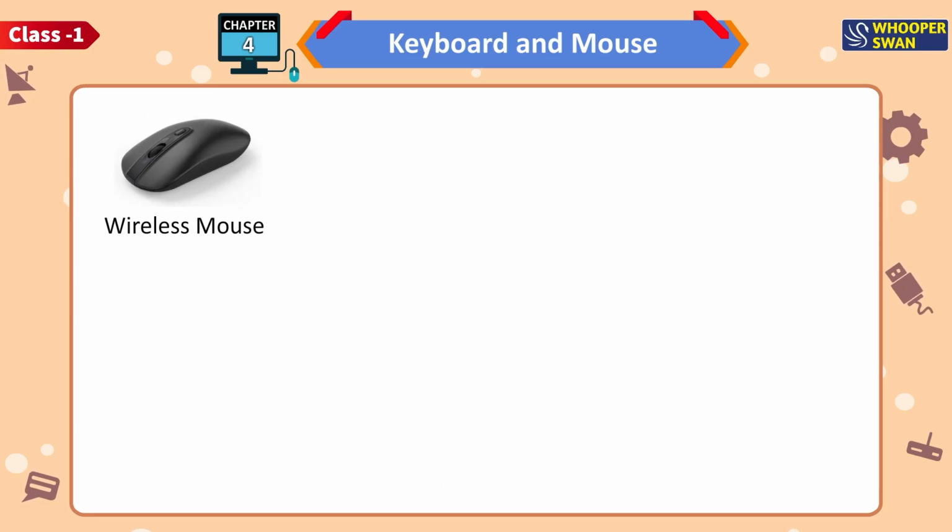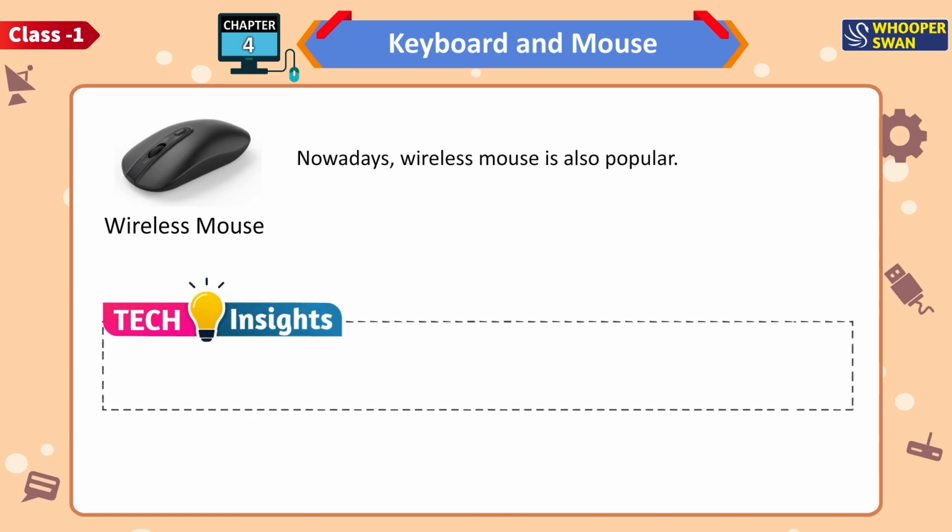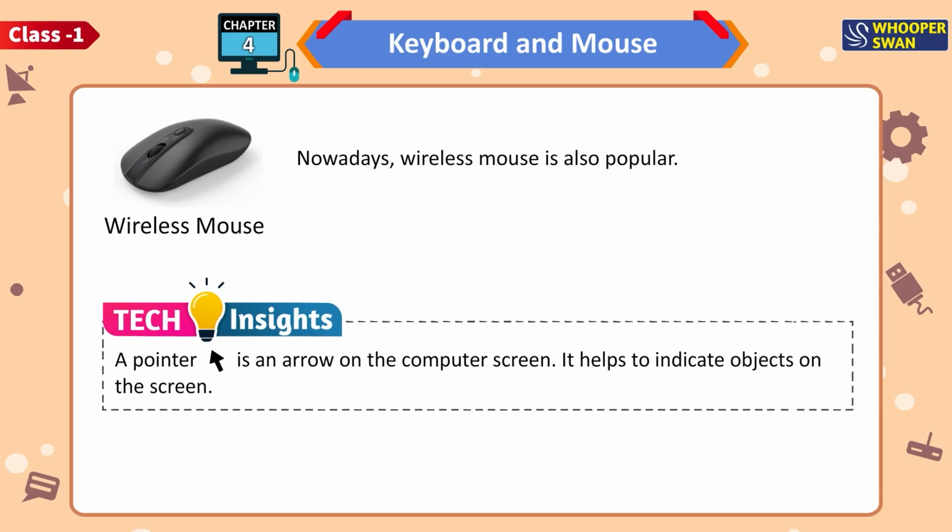Wireless mouse. Nowadays, wireless mouse is also popular. Tech Insights. A pointer is an arrow on the computer screen. It helps to indicate objects on the screen.